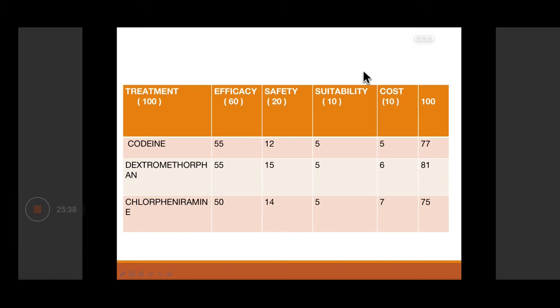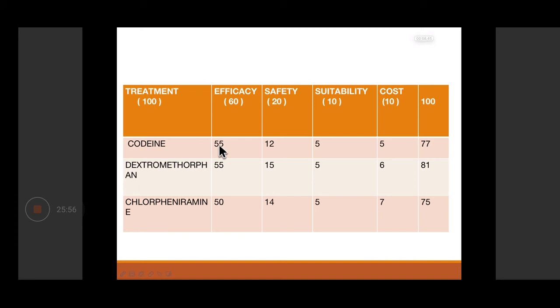Giving you an example, for the cough treatment, first of all, you have to allocate scoring to the individual 4 factors. Here in this case, you give efficacy 60 marks, safety 20, suitability 10, and cost 10. In terms of efficacy, codeine gets 55, dextromethorphan also 55, and chlorpheniramine is a little less, out of 60. Then out of 20 for safety, chlorpheniramine and dextromethorphan are fairly safe.